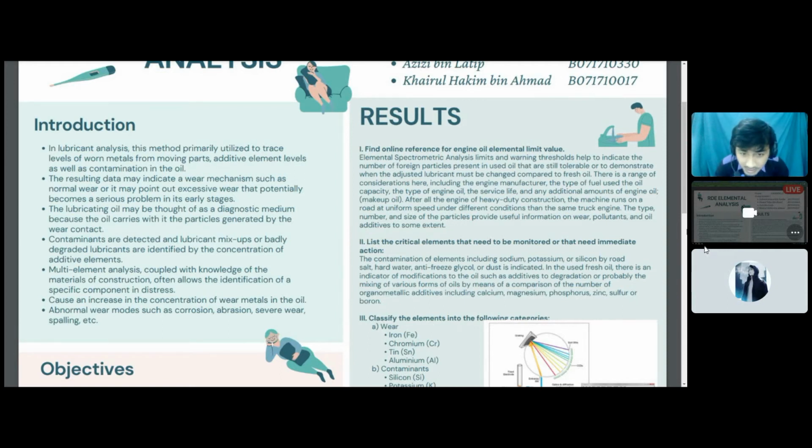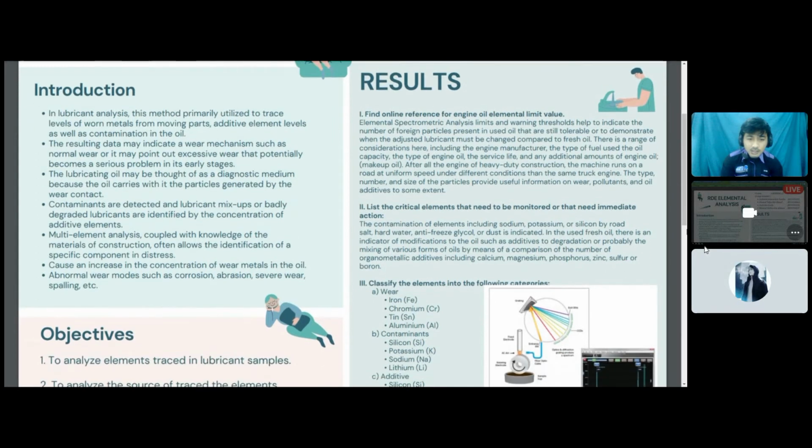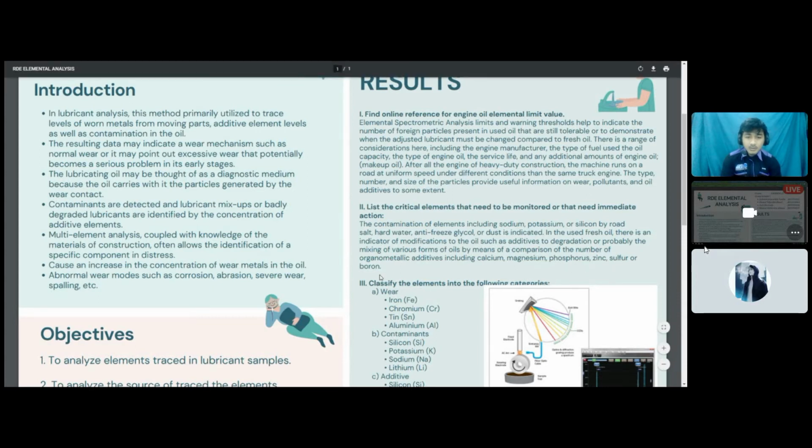Okay. The next result is to list the critical elements that need to be monitored or that need immediate action. Firstly, contamination by elements including sodium, potassium, or silicon is indicated by road salt, hard water, antifreeze, glycol, or dust. In used oil, there is an indicator of modification to the oil, such as additive degradation, or probably the mixing of various forms of oils, by means of a comparison of the number of organometallic additives, including calcium, magnesium, phosphorus, zinc, sulfur, or boron.